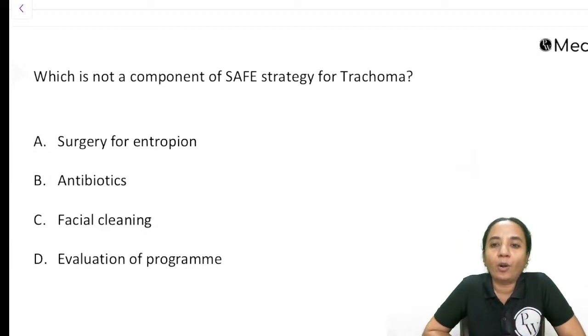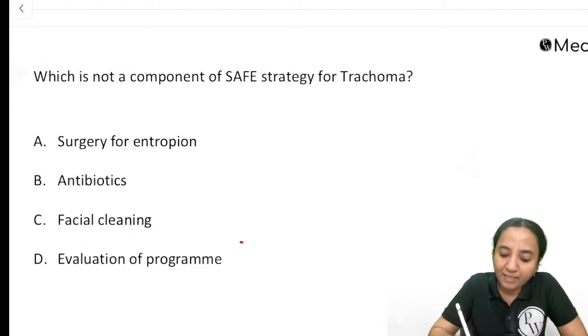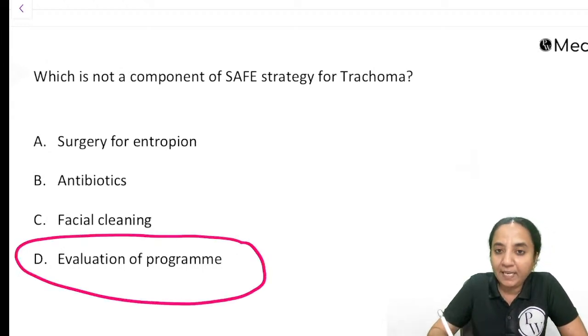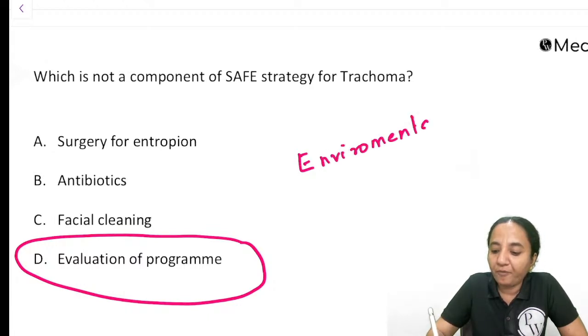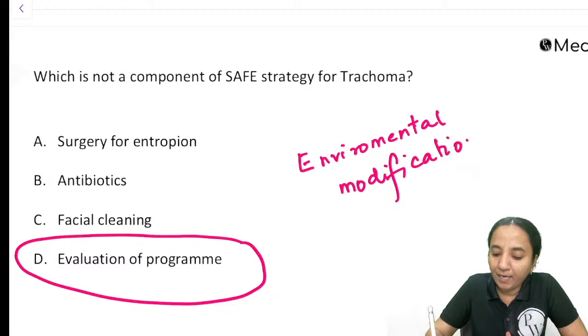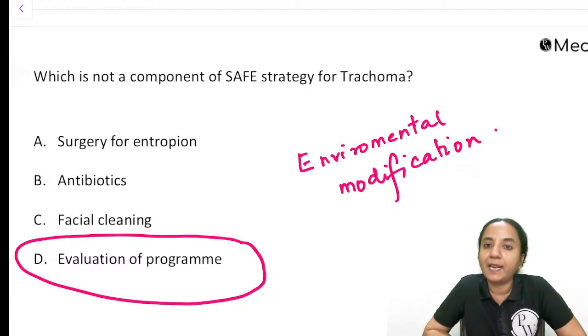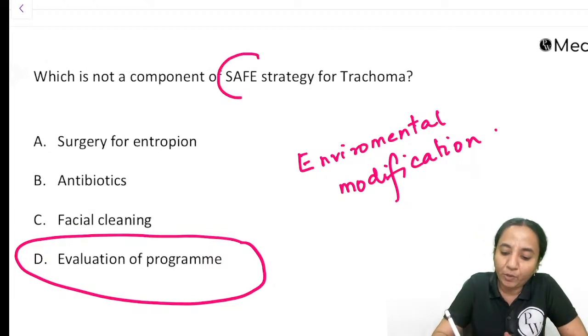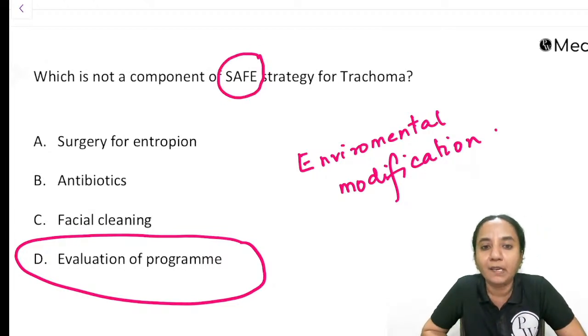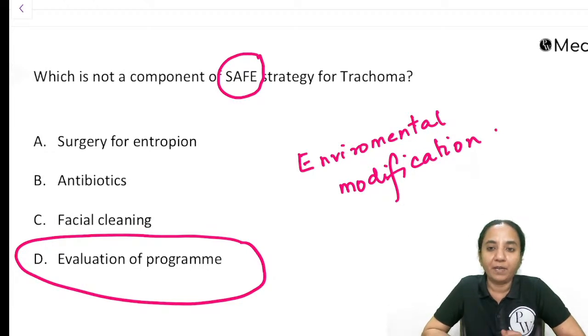Which of the following is not a component of the SAFE strategy for trachoma? Very simple. S stands for surgery, A for antibiotics, F for facial hygiene, and what is E? E is not evaluation. E is environmental modification. So improvement of hygiene and improvement of overcrowding is what is needed. So surgery, antibiotics, facial hygiene, and environmental modification. That is your SAFE. The E is not evaluation, it is environmental.